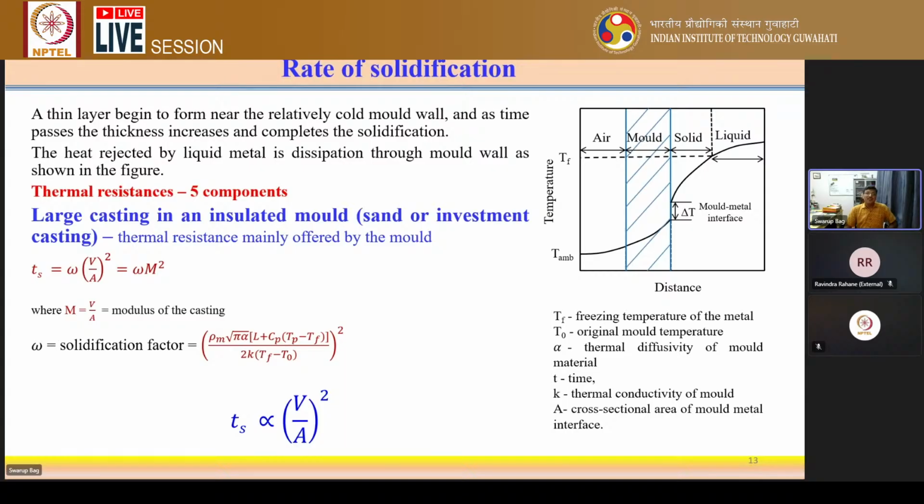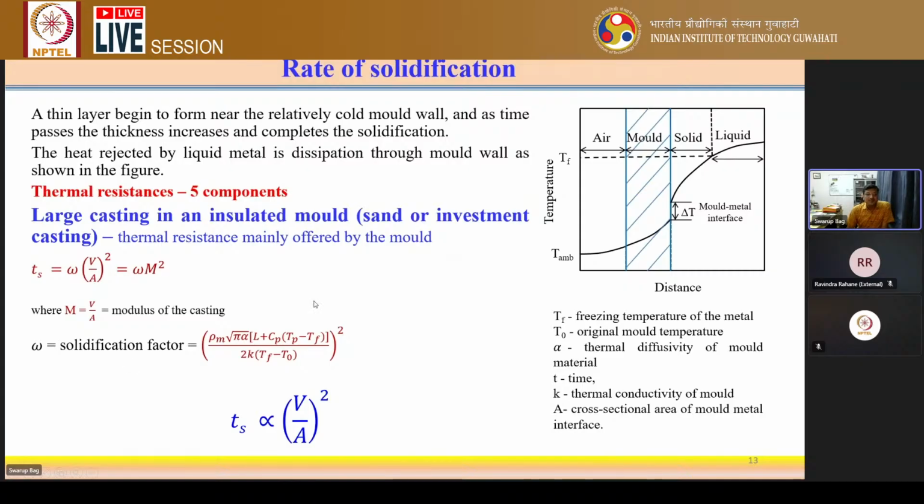Now, if we consider the large casting process, basically sand casting or investment casting, in those cases we can estimate the solidification time equal to omega times V by A squared. So volume by area of the cast, also known as the modulus of the casting process. And the solidification factor omega actually depends on the properties of the mold material as well as the cast material. So one has to be careful which corresponds to the cast material and which corresponds to the mold material.